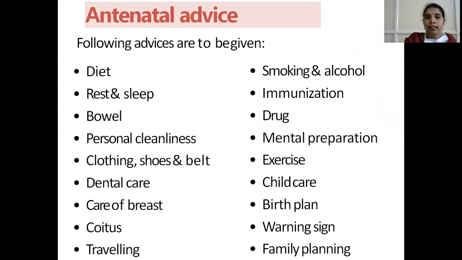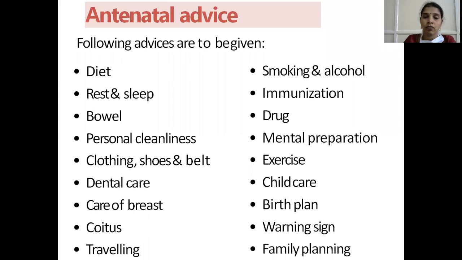What is the antenatal advice? So the patient is coming to us. She came for the first antenatal visit. We have done all the investigations and everything came normal, and we advised her to come for regular visits. We are doing examination in each and every visit, and we are asking about complaints in each and every visit. But what is the advice to be given to the mother? These are the common things.